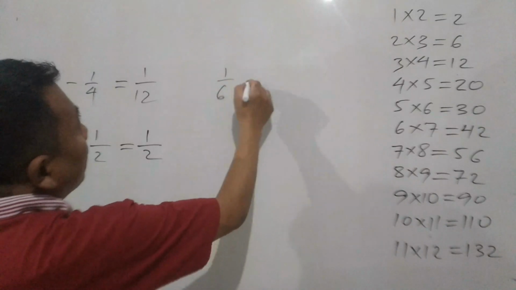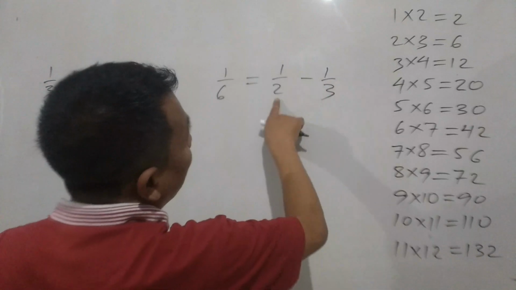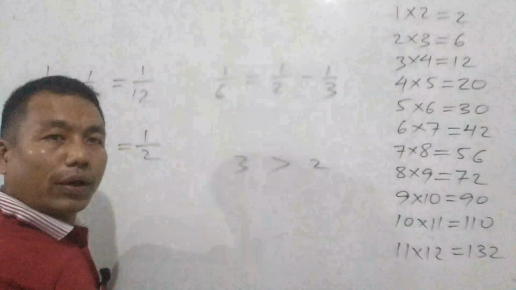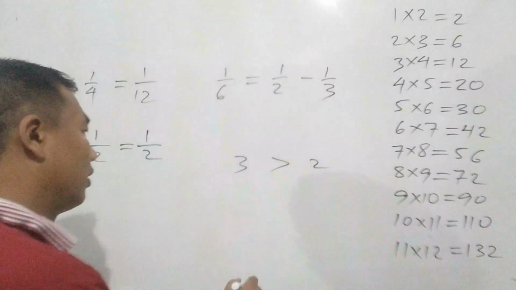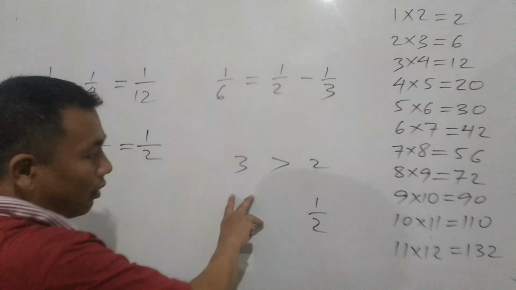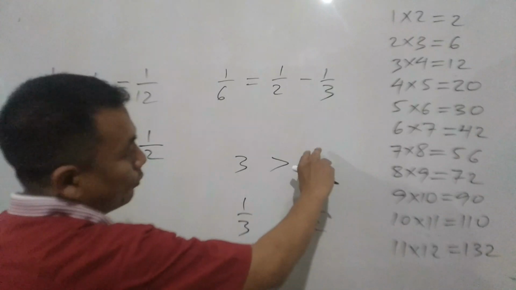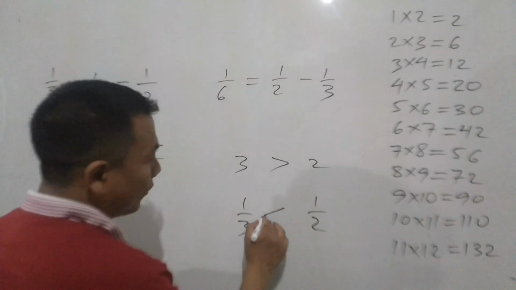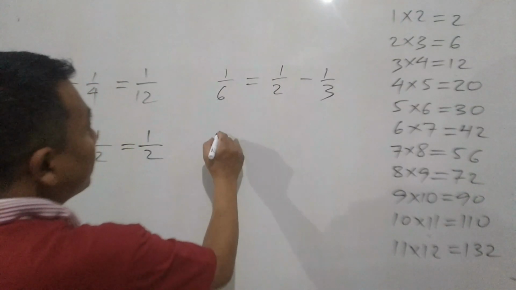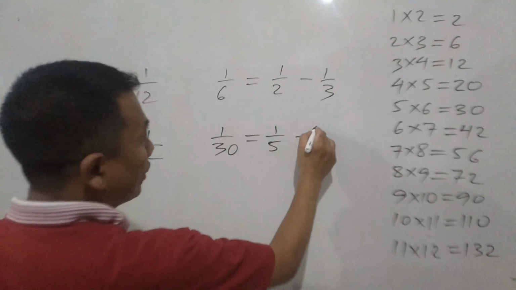1 by 6 is equal to 1 by 2 minus 1 by 3. Bigger number minus smaller number. 3 is bigger than 2, but when it comes to the reciprocal, 1 by 3 and 1 by 2, the bigger number's reciprocal is smaller than the smaller number's reciprocal. Okay? We have to know this. What is 1 by 30? This can be written as 1 by 5 minus 1 by 6.